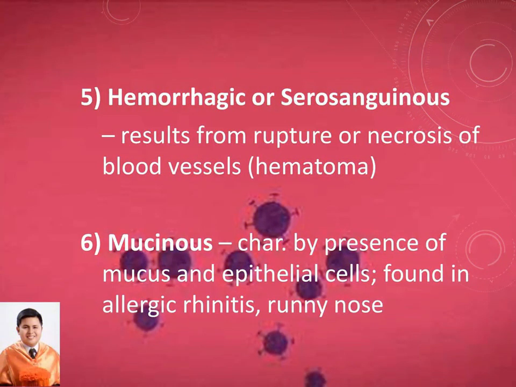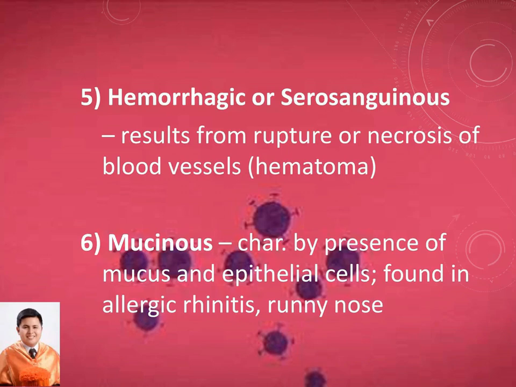Number 5 is hemorrhagic or the serosanguinous exudate. These exudates result from the rupture or the necrosis of blood vessels. It is usually characterized with hematoma formation. This type of exudate is also described as bloody because of the large component of our red blood cells released from the ruptured blood vessels.